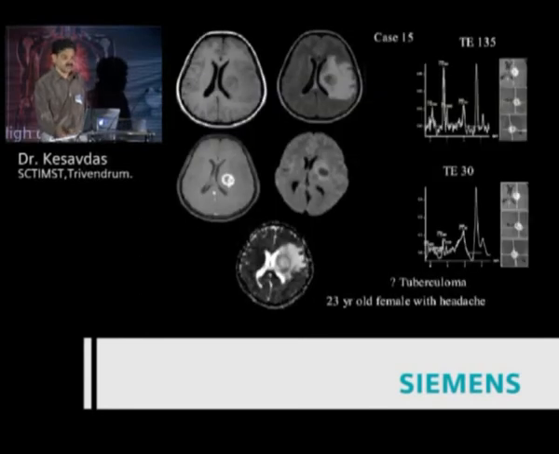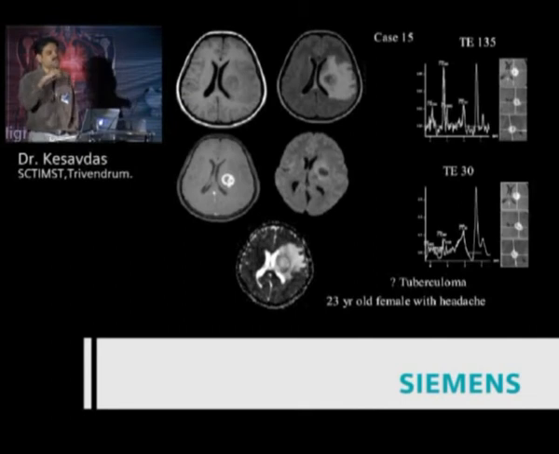Now this was the case which I was talking about. This patient had a lesion here which showed a big lipid lactate peak. And we know that tuberculoma can have a large lipid lactate peak. Metastasis can also have a large lipid lactate peak. How will you differentiate these two entities? So this was a problem for us.